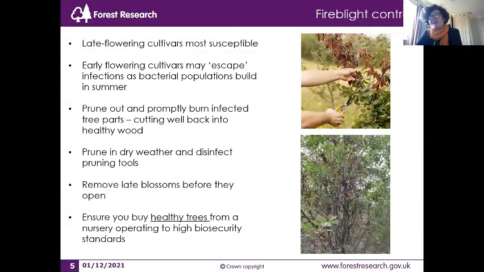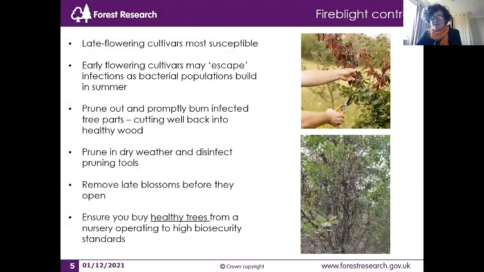But it's known that late flowering cultivars of fruit trees are most susceptible. This is because the bacterial populations build up as the summer progresses, and so early flowering cultivars may escape the peak infection period. So I think the advice is to prune out and burn any infected tree parts. And I think the RHS website suggests cutting back 30 centimeters into healthy wood.